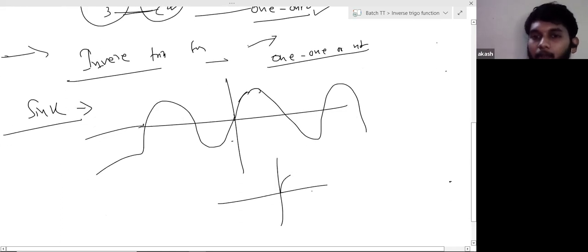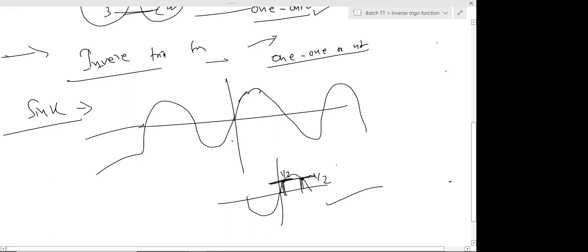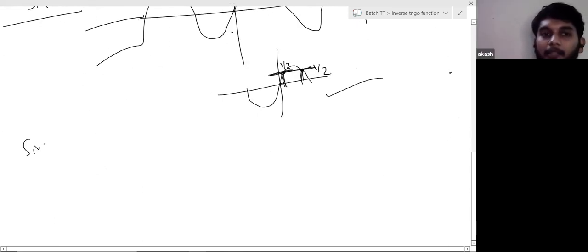If you draw the whole cycle, this is also not one-one, because suppose this is half and this is half, and for the same y we are getting two x. So this is also not one-one. So what mathematicians in the previous generation did was restrict the domain.